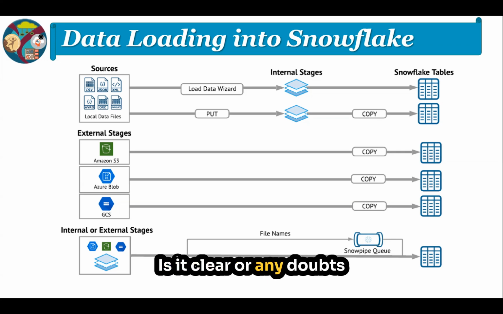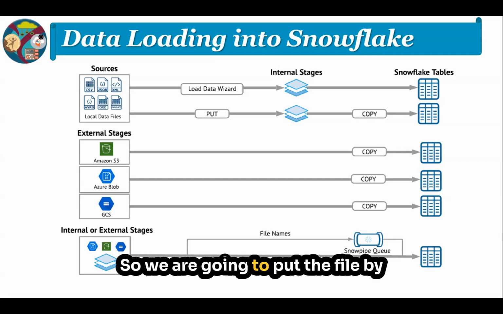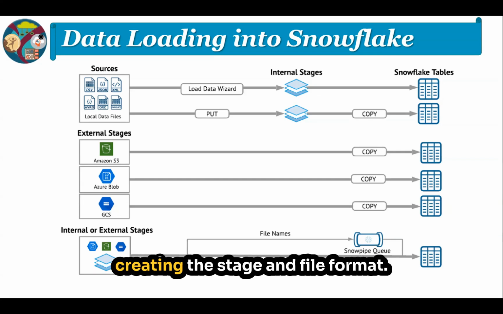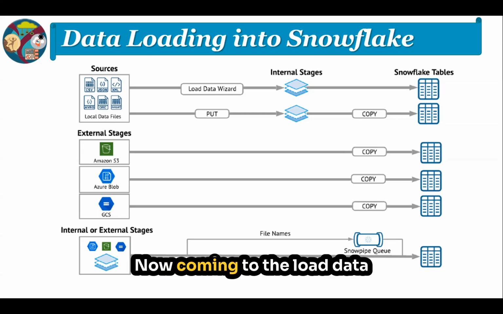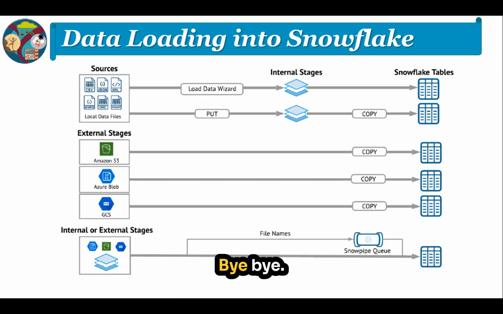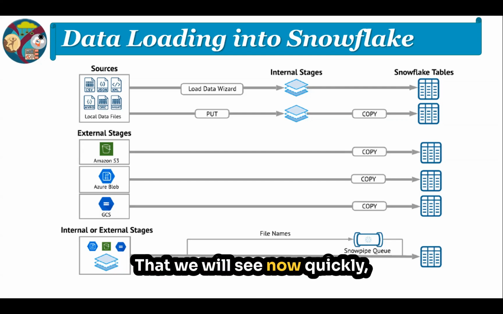Is it clear? Any doubts with respect to this? So for internal stages with SnowSQL, we have already seen the demo, right? We put the file by creating the stage and file format, and from there we run the copy command and load the data into the Snowflake table. Now coming to the load data wizard, which means how we can load the data through the web UI. That we will see now quickly.